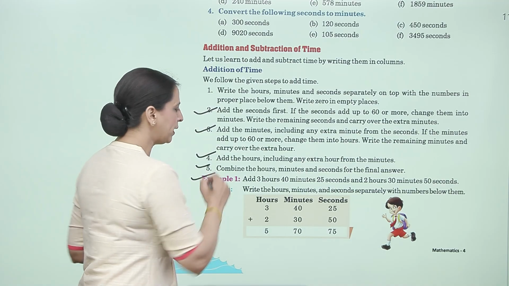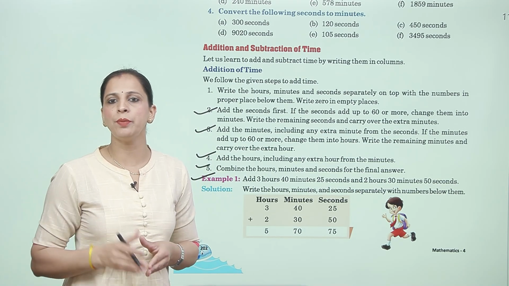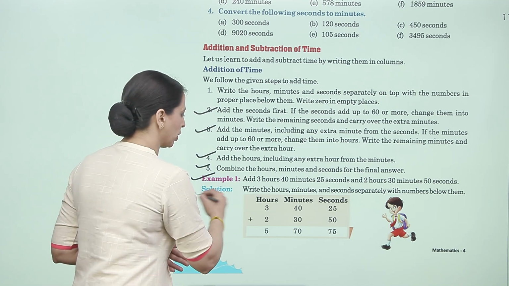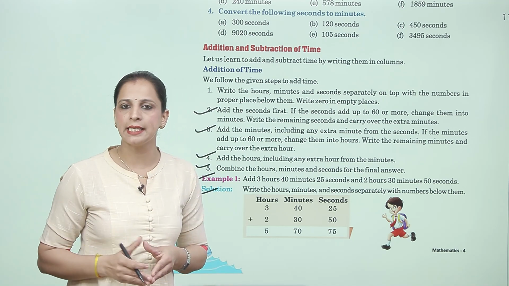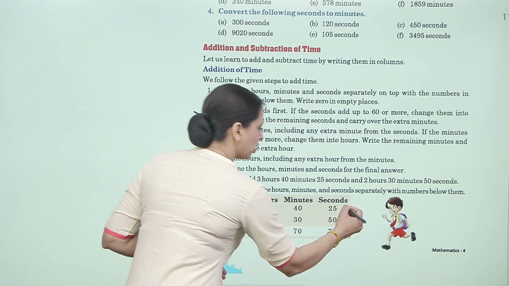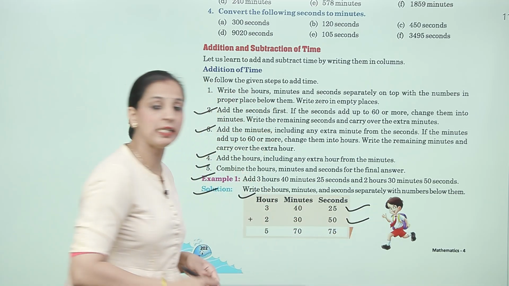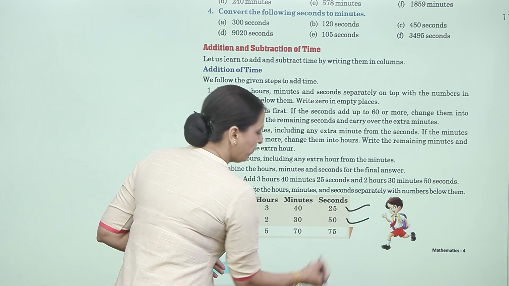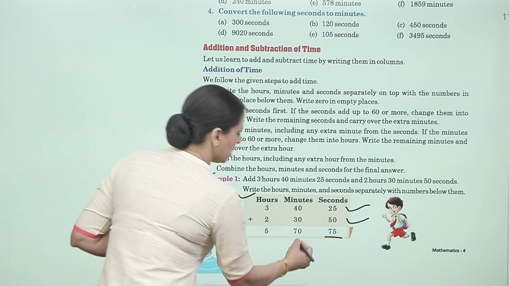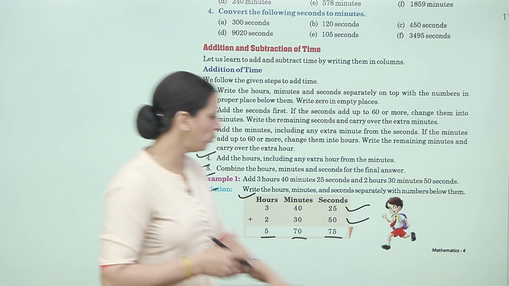Now example 1, add 3 hours 40 minutes 25 seconds and 2 hours 30 minutes 50 seconds. Now solution, write the hours, minutes and seconds separately with numbers below them. So 3 hours 40 minutes and 25 seconds plus 2 hours 30 minutes and 50 seconds. Now when we add, it becomes 75 seconds, it becomes 70 minutes, it becomes 5 hours. Now convert them.